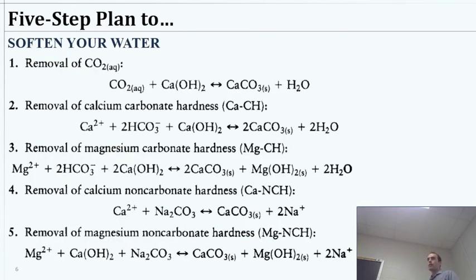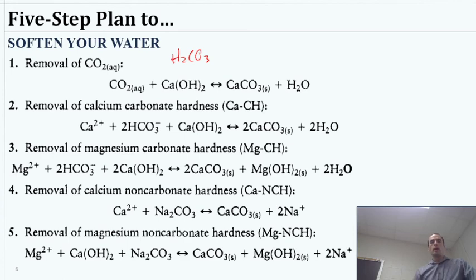So really, water softening with this lime soda ash process is a 5-step plan to soften your water. Not going to lose you any weight or anything like that, but it could soften your water. So the first step is remove the CO2, so removing any excess CO2 dissolved in the water. You could also look at that as removing H2CO3, right?